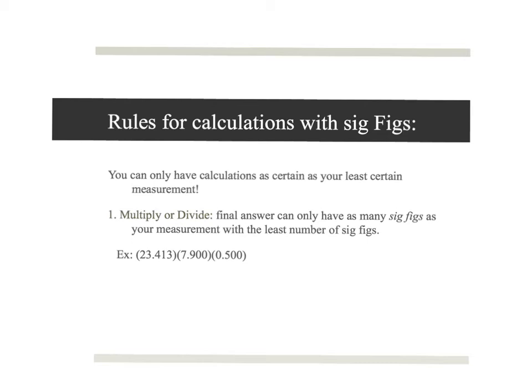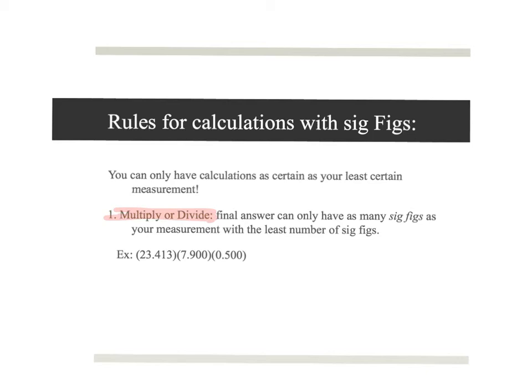When we do calculations with our measurements, okay, you are only going to be as certain as your least certain measurement. So you're only going to be as good as your value that has the fewest number of significant figures. So when we talk about multiplying and dividing, which is what we're going to focus on in this slide, we are looking at your answer having only the same number of significant figures, or sig figs, as your measurement with the least number of significant figures.